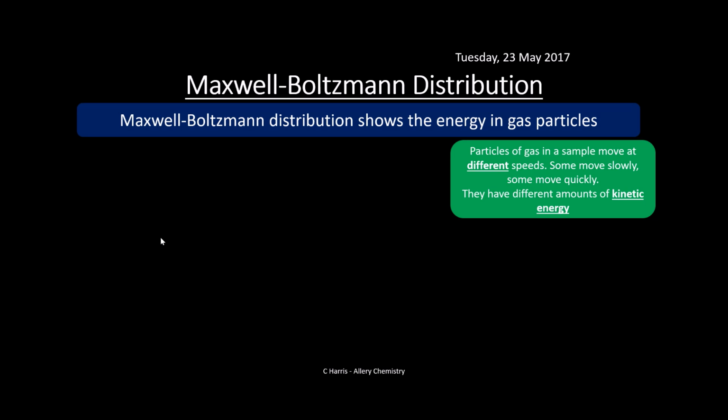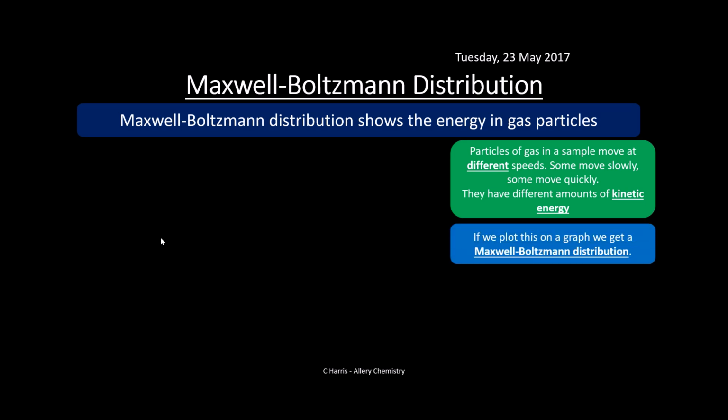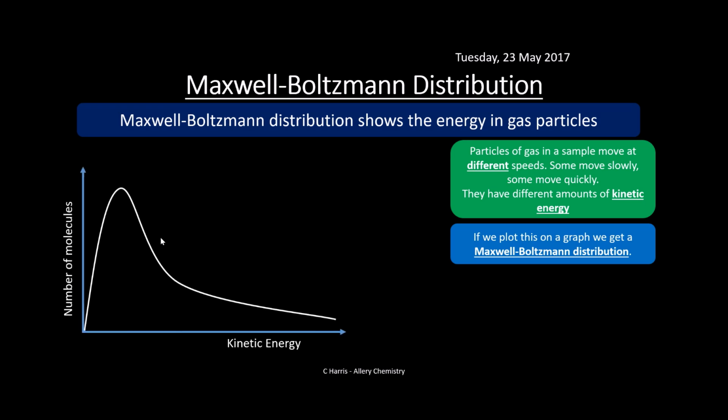You've basically got different speeds. Particles in a box, gas particles are the same. Okay, so if we plot this on a graph, we get a Maxwell-Boltzmann distribution. It looks a bit of a funny graph, but it has these axes. We've got the number of particles going up here, and kinetic energy going along the bottom here.